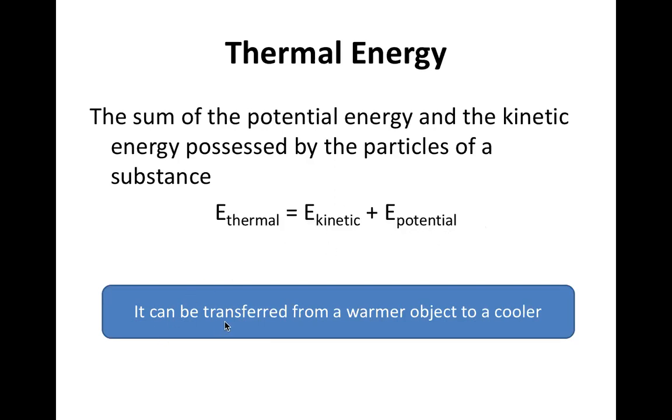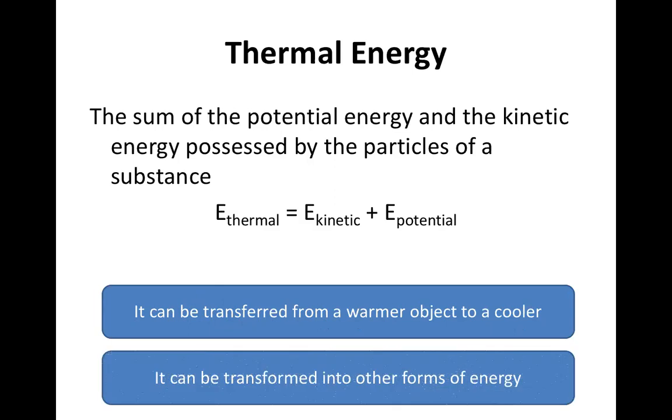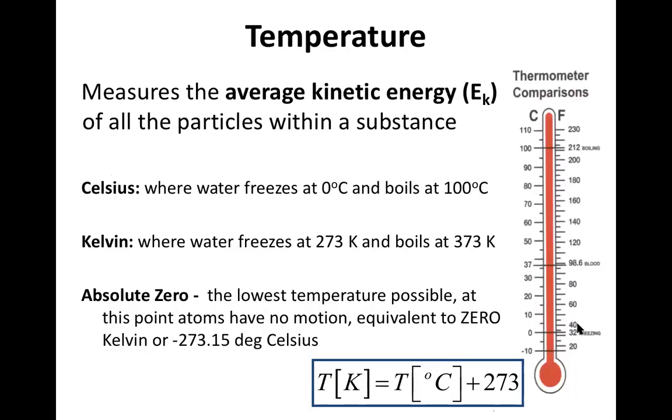And this thermal energy can be transferred from a warmer object to a cooler object. Recall that transforming is when we change the type of energy, but transferring is when we keep the same type of energy, but it's going from one object to another. We can also transform this energy. So we'll learn about this soon, that steam turbines take the thermal energy of the steam and turn it into kinetic energy of the moving turbine. But these lessons are more referring to transfer of thermal energy.